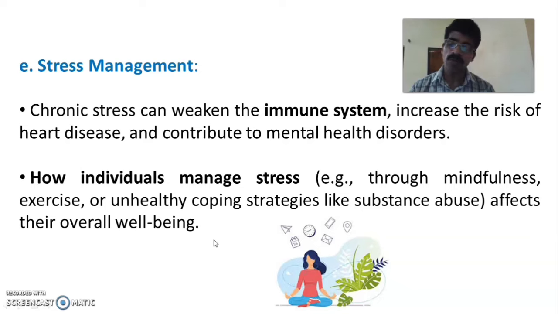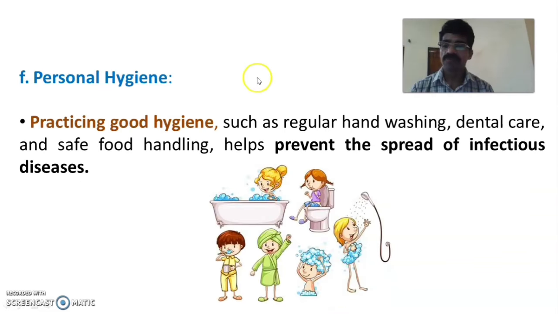So coping mechanism, or how an individual manages stress positively or negatively, also influences the health of the person, positively and negatively. Then the next factor is personal hygiene, maintaining the personal hygiene of the person.